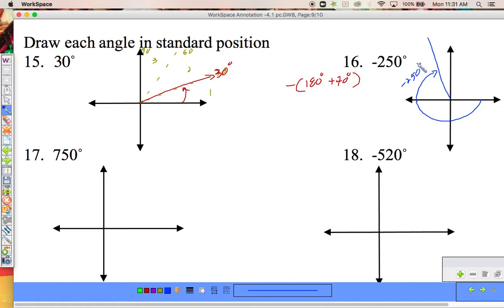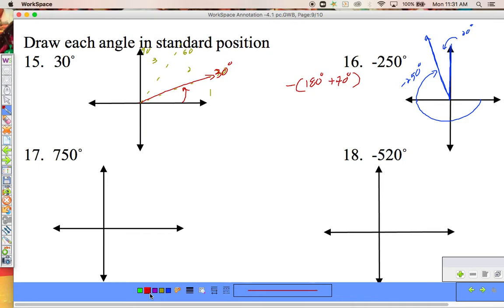And that's negative 250, where this angle that I left behind would be approximately a 20-degree angle. They don't have to be exact, but they need to be close. All right, 750 degrees.